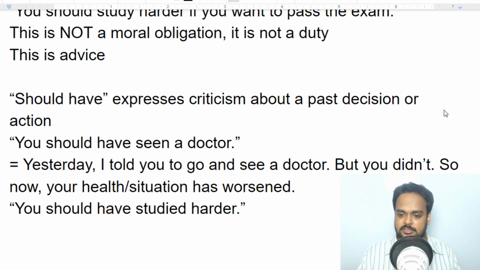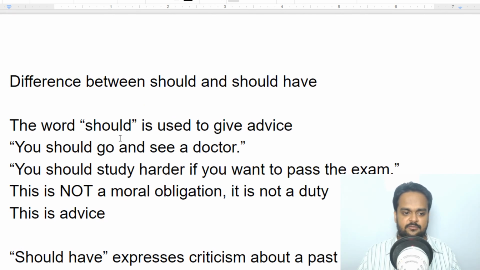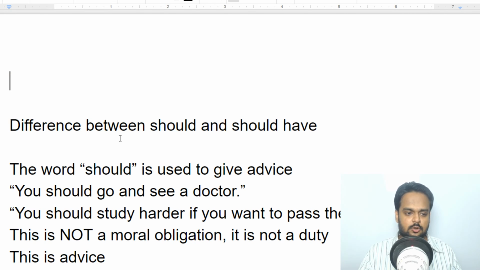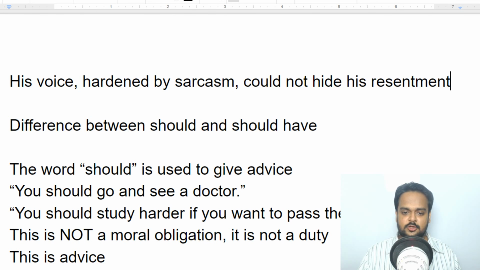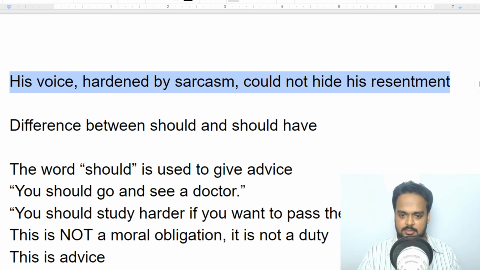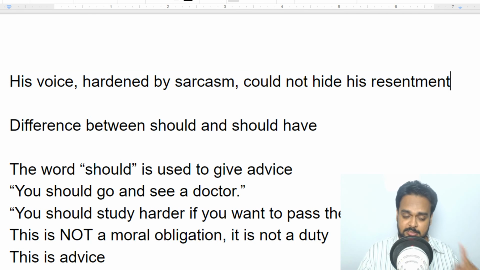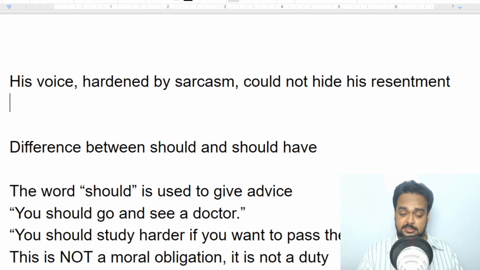Okay, Chris has a somewhat complex, a little more advanced, difficult sentence. I think it's interesting, so I'm going to take that sentence. Take a look at this. His voice, hardened by sarcasm, could not hide his resentment. Chris asks if this sentence is correct. I'm going to do a very quick analysis of this sentence because it has some useful grammar and some interesting vocabulary. Yes, this sentence is actually correct.